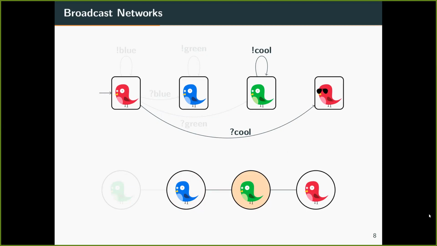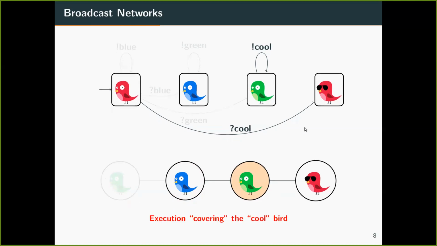Now the one on the left, by our convention, receives this message cool and simply stays in the blue state. The one on the right receives this message cool and then, according to the transitions dictated by the protocol, moves from the red bird state to the cool bird state. So this is the effect of the third agent broadcasting cool and the other two receiving the cool message.